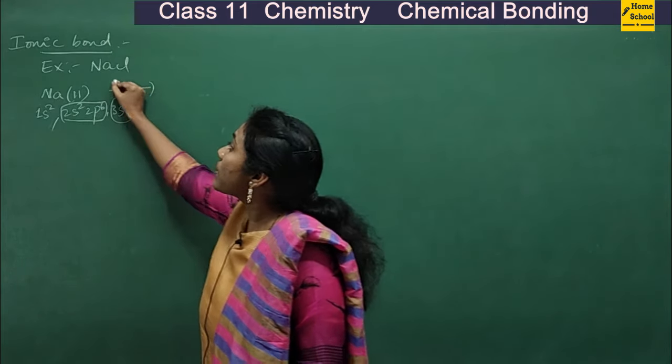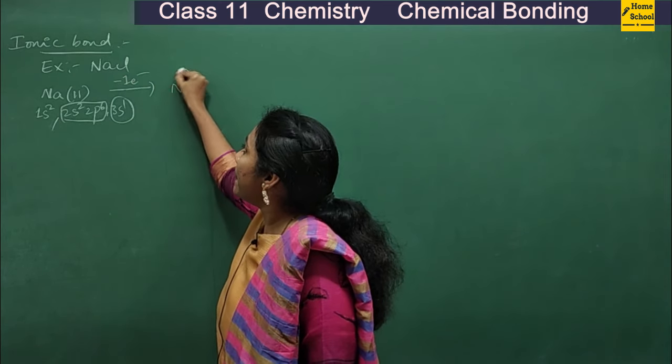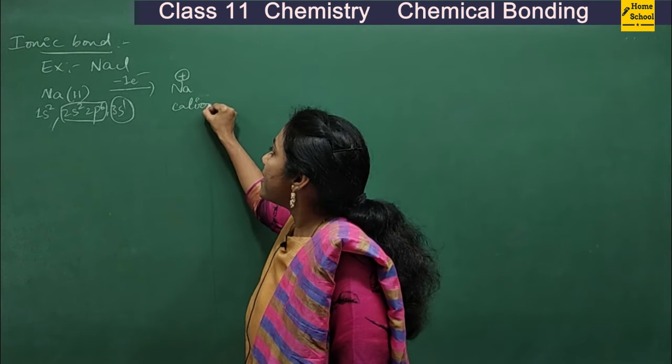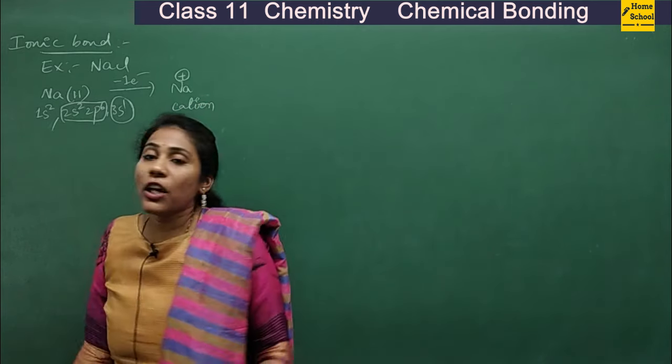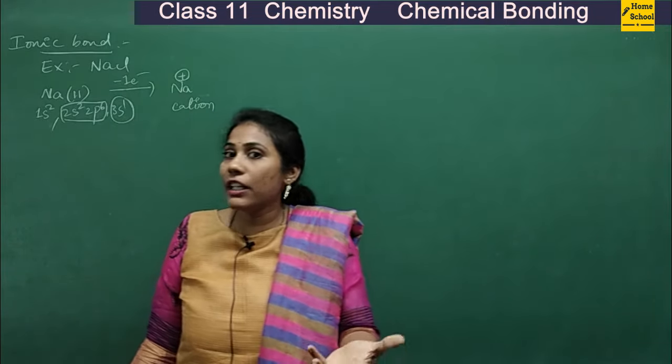So it will lose one electron and it becomes Na plus. Okay, so this is our cation, right? So this is how, looking at the electronic configuration, one is able to say whether it can lose an electron or gain an electron, right?